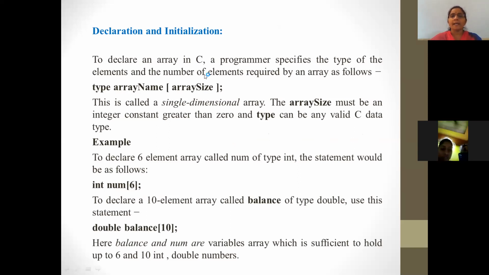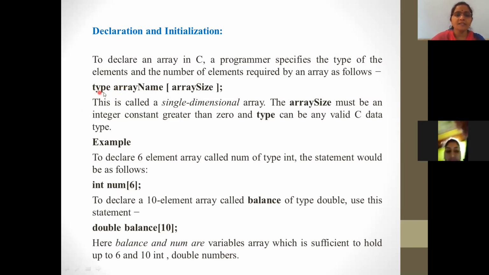To declare the array in the C programming language, you have to follow this syntax. Just 1 minute, I will take the pointer spotlight so that you will get a clear idea of the particular topic. Type, array name, array size. This is the general syntax of declaring the array.